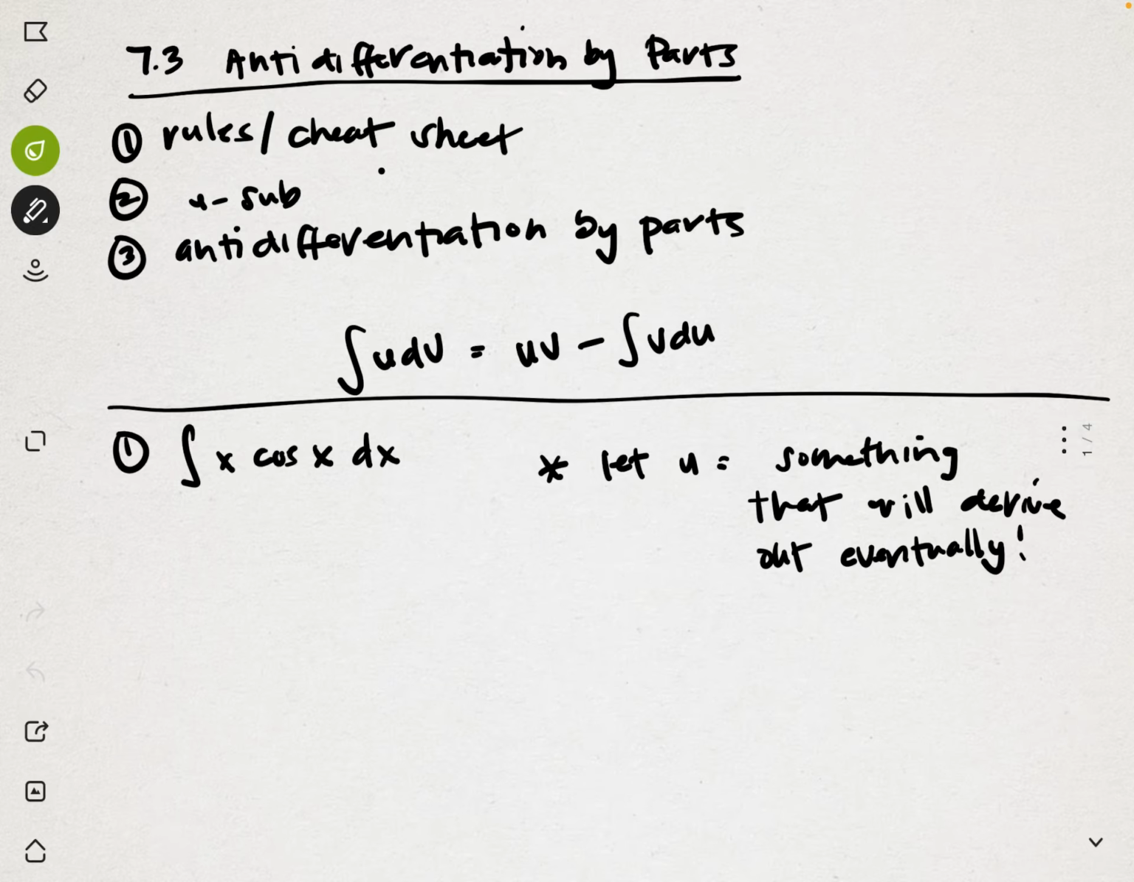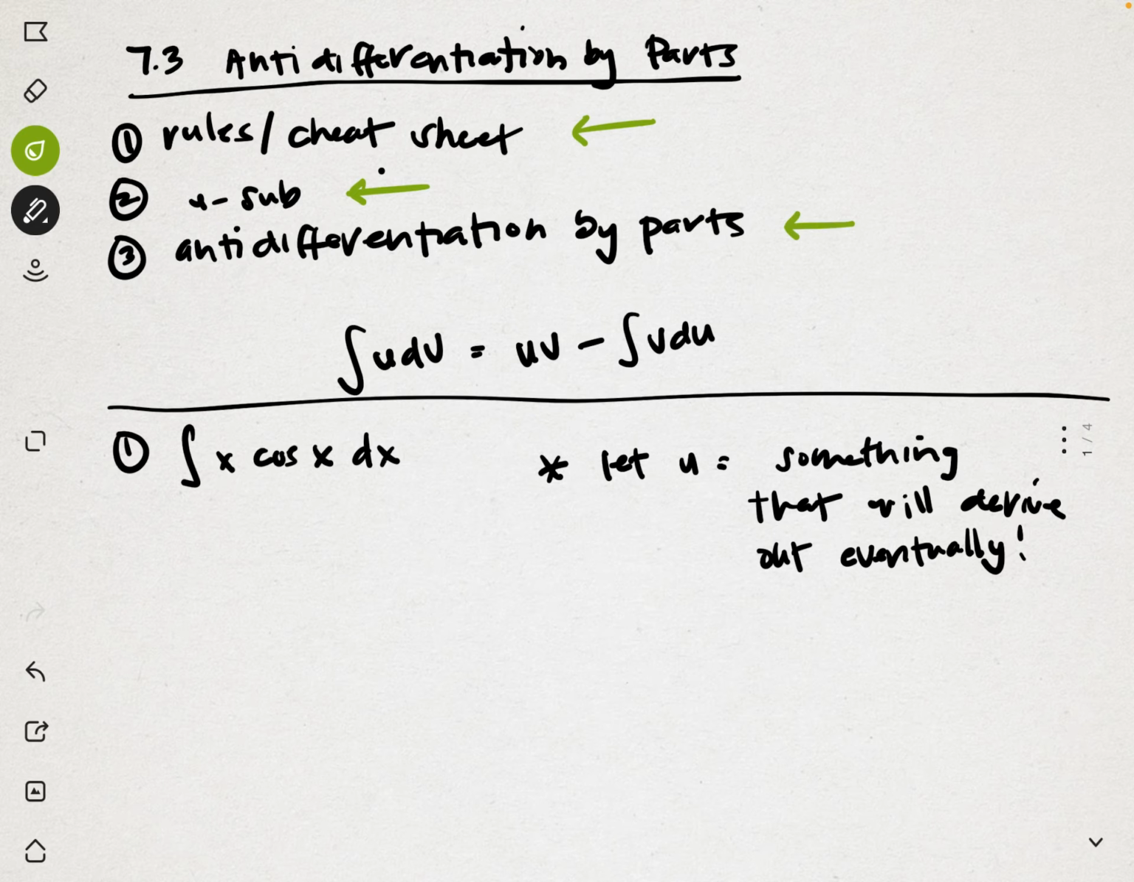Now, in the hierarchy of doing antiderivatives, what we're trying to look for is if we can do our antiderivative from one of the rules or cheat sheet. That's what we're going to try to do first. If those don't work or don't apply, then we're going to try to U sub. And lastly, if we can't do either the cheat sheet stuff or the U sub stuff, then we're going to try this next strategy, which is anti-differentiation by parts. Now, I'm not too sure if they're going to have any anti-differentiation by parts on your exam at the end of the course, but it's good to know.